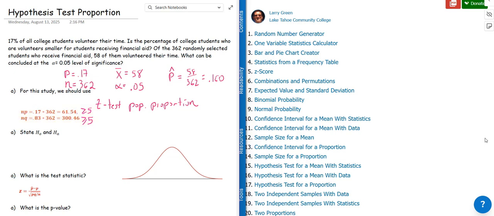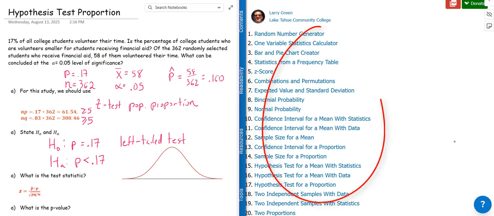So let's go ahead and state H0 and HA. The null hypothesis always contains the equality. So in this case, the null hypothesis is that P equals 0.17. And we're checking to see if that percentage is smaller for students receiving financial aid. So our HA is that P is less than 0.17. Since HA, the inequality, points to the left, this is a left-tailed test. Those are the things we need to put into our calculator.